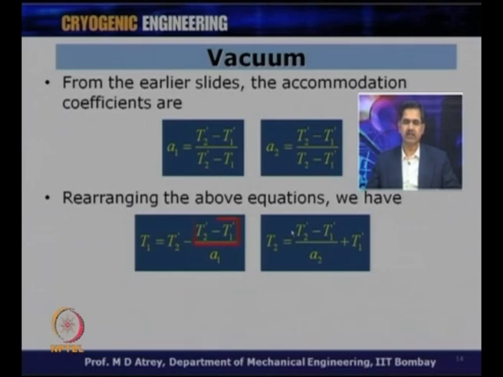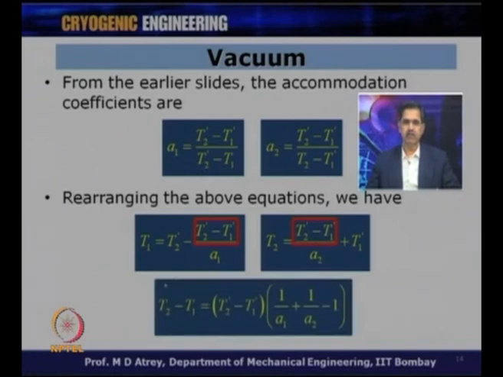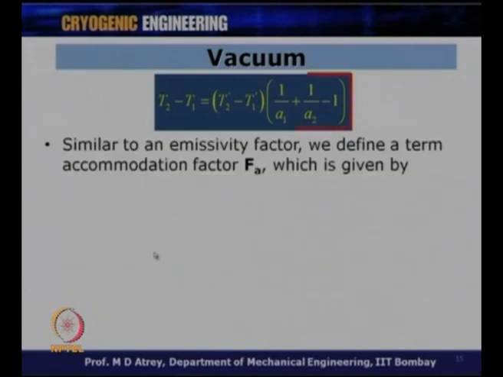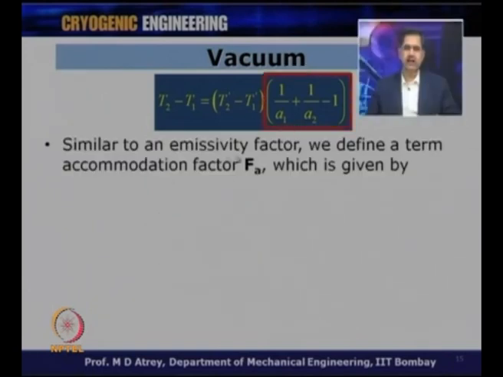From this, I can again rearrange terms because I can see that the T2 dash minus T1 dash terms are common. If I take the difference of temperature, T2 minus T1, then I can take T2 dash minus T1 dash as common, which gives me 1 upon A2 plus 1 upon A1 minus 1. So, I am relating T2 minus T1 to T2 dash minus T1 dash, and there is one more parameter coming, which is 1 upon A1 plus 1 upon A2 minus 1. Rearranging these, what I get is a parameter which is basically like an emissivity factor.